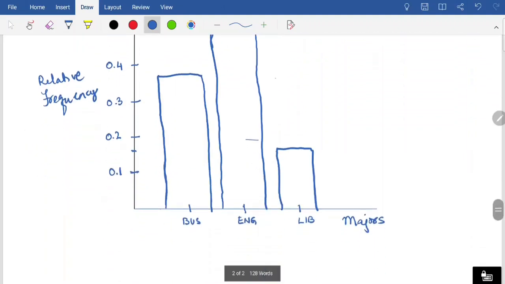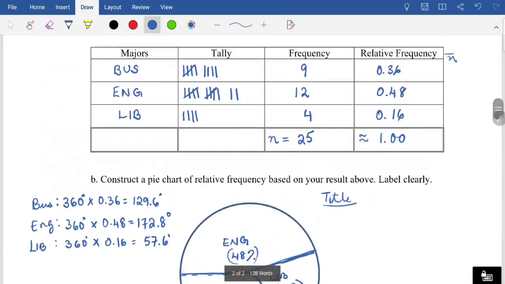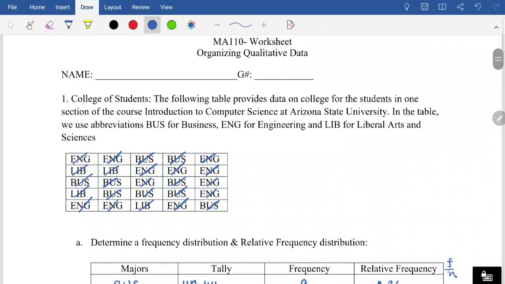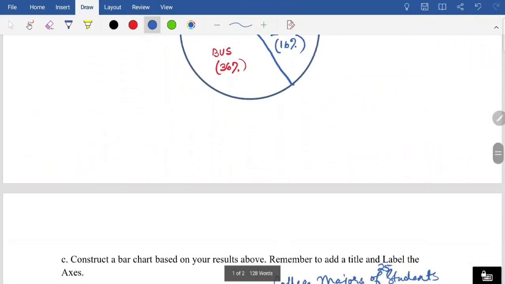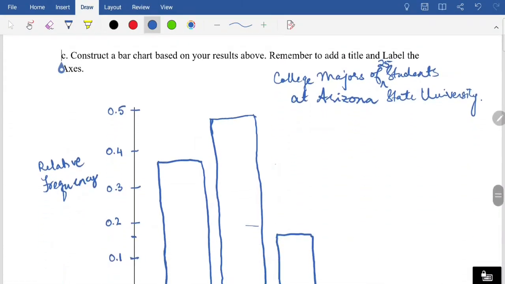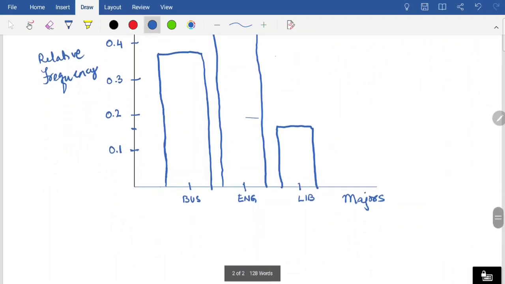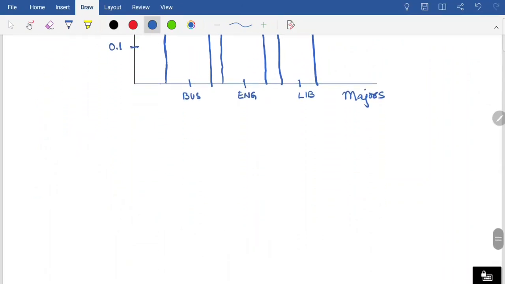Okay, so that completes this worksheet. You should be working on these on your own, and then come here to just ensure that you have worked through it correctly. All right, so just use this as a guide. This is not supposed to replace your work. You're working on this by yourself. All right.